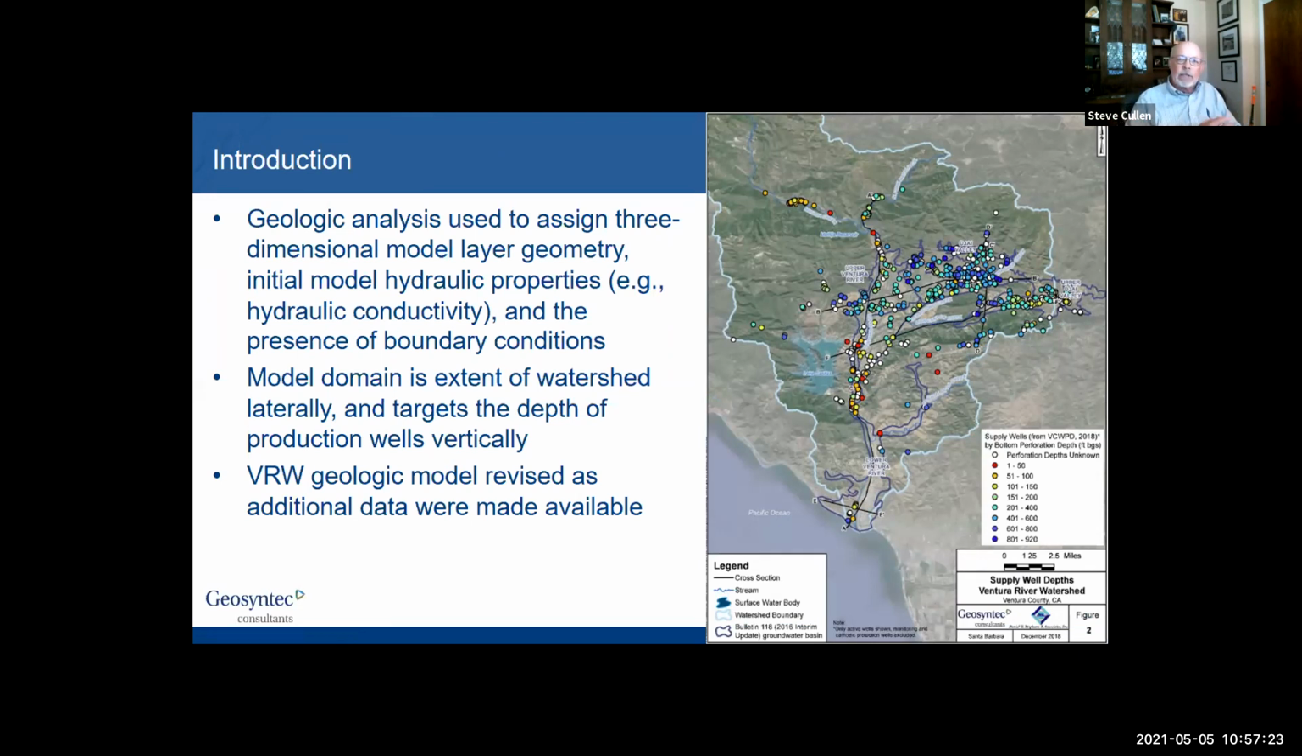The horizontal extent and depth of the geologic cross-sections were also determined based on the presence and depth of water supply wells in the watershed. This figure displays the presence and indicates the depths of wells within the watershed based on data received from the Ventura County Watershed Protection District.